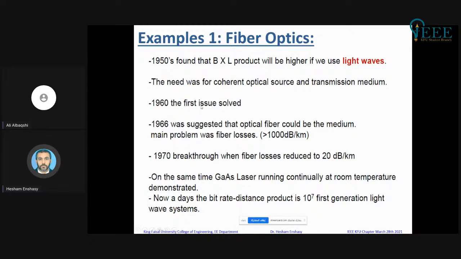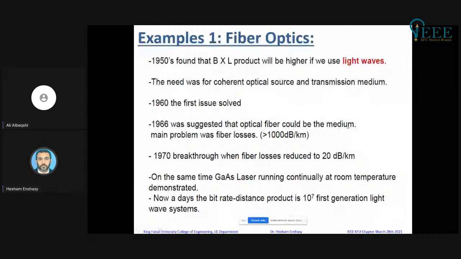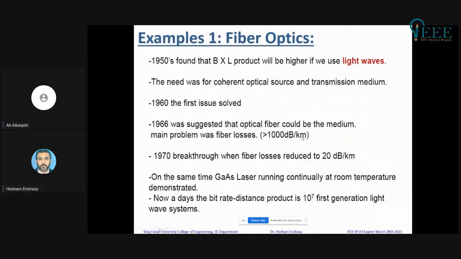In the 1960s, the first issue was solved. Basically, coherent sources were invented. Solid state lasers and semiconductor lasers were invented and demonstrated at that time. In 1966, it was suggested that optical fiber could be the medium. However, as we said, the losses of the fiber were greater than 1000 dB per kilometer. This problem was solved in 1970, where the breakthrough brought losses down to 20 dB per kilometer when they invented the step index fiber that we explained in the previous slide.